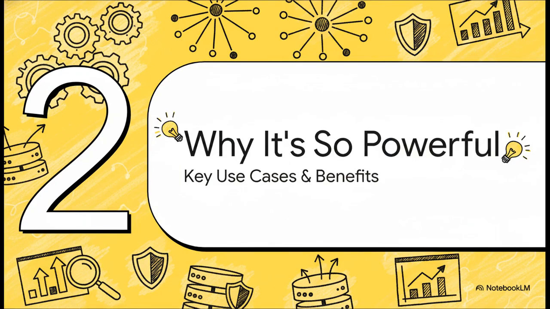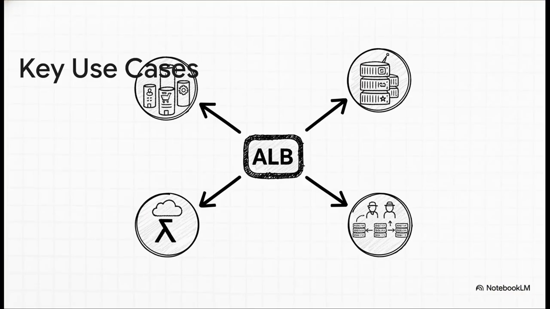Okay, so it's smart, I get it. But what does that intelligence actually do for us? Let's take a look at how this all translates into some incredibly powerful use cases in the real world. This is really where the ALB becomes absolutely essential for modern apps.